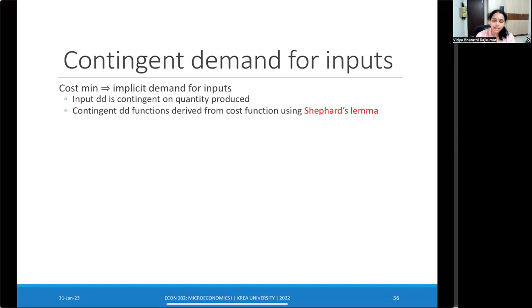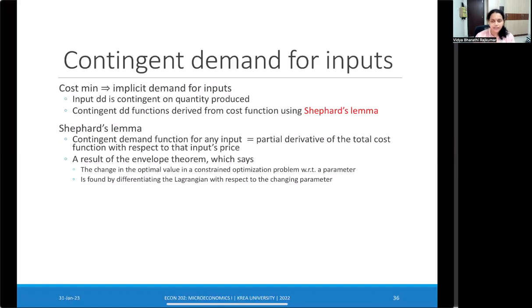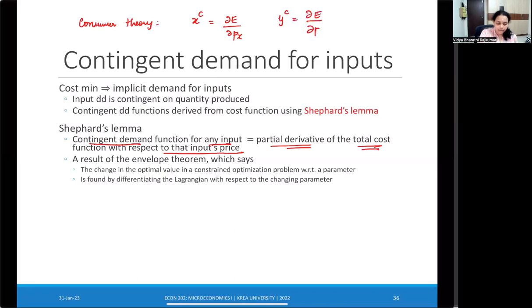We're now going to derive our contingent demand functions for the inputs using Shephard's lemma. And the lemma tells us that a contingent demand function for any input is just the partial derivative of our total cost function with respect to that input's price. So if you recall in the consumer theory, what did we do with Shephard's lemma? Our compensated demand function just came from taking a derivative of the expenditure function with respect to the price of the good. And that was the case for both our goods of interest.